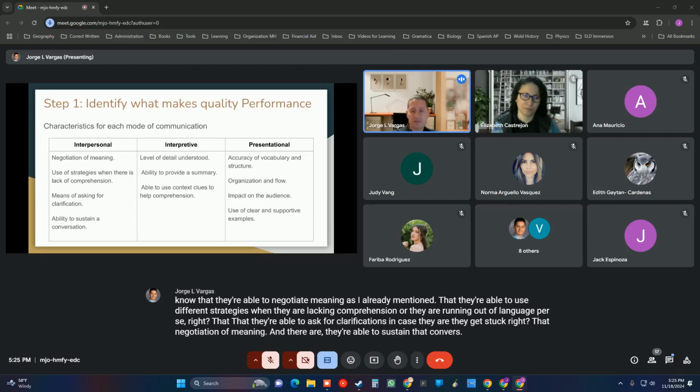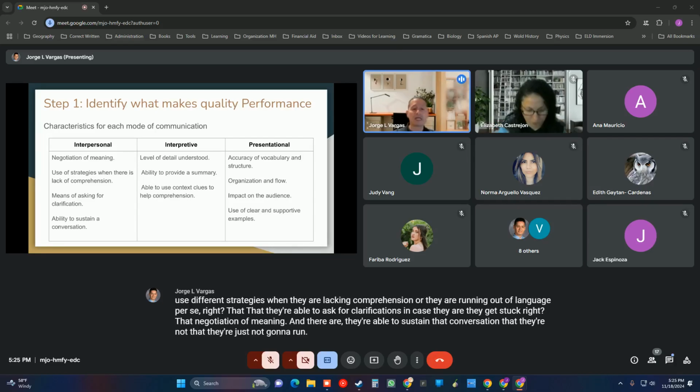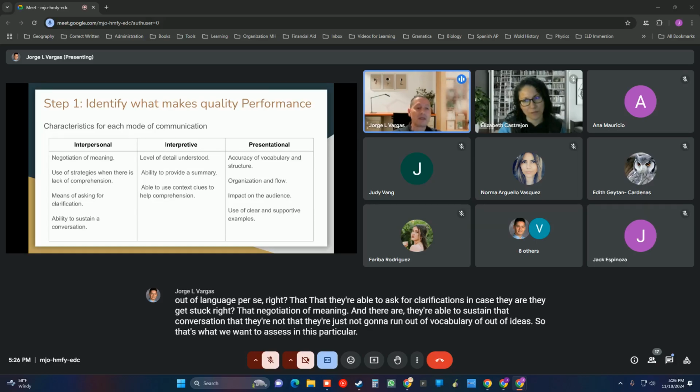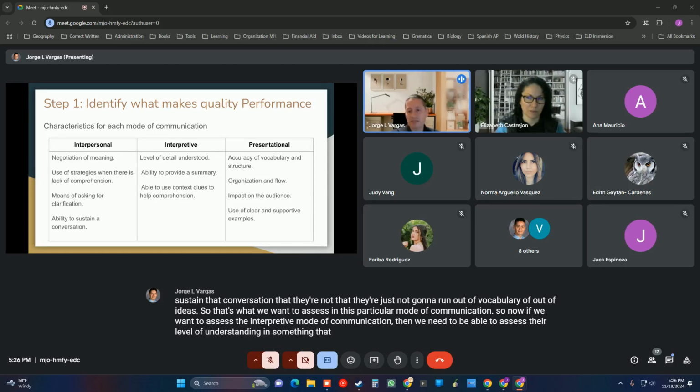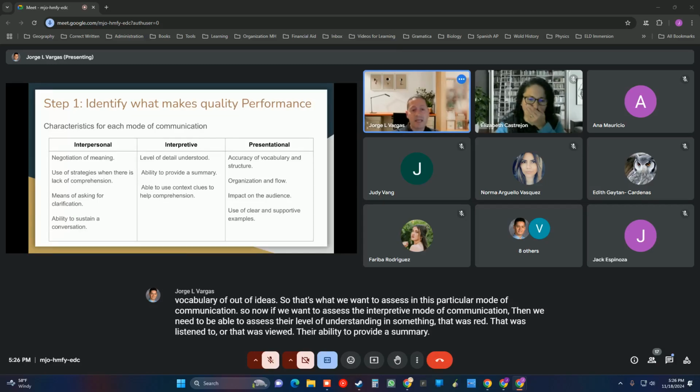Now, if we want to assess the interpretive mode of communication, then we need to assess their level of understanding of something that was read, listened to, or viewed. Their ability to provide a summary, and to use context clues and many other strategies to help comprehension. That's what we want to assess, not necessarily how many words they can memorize or remember.